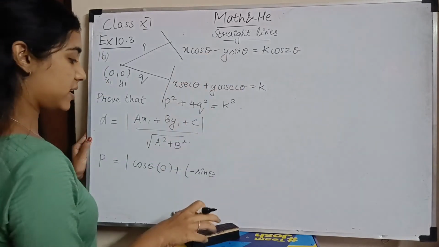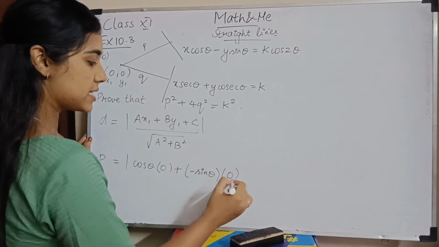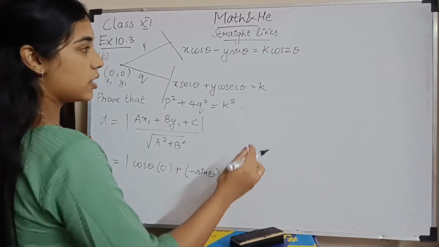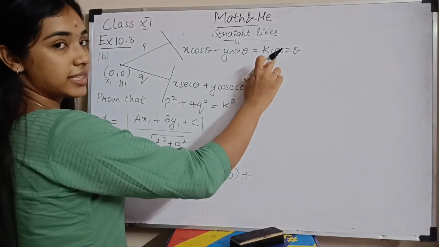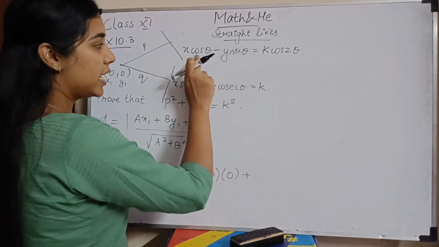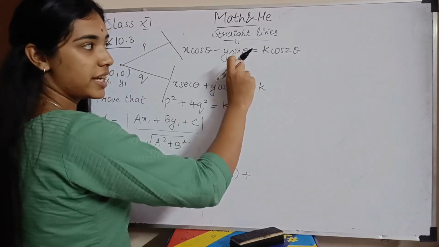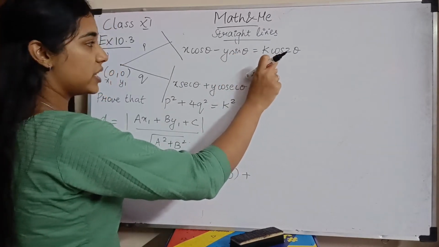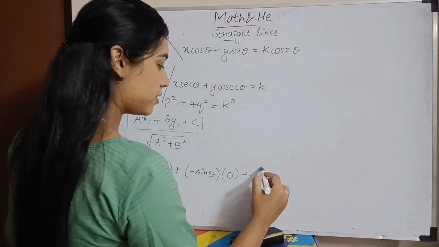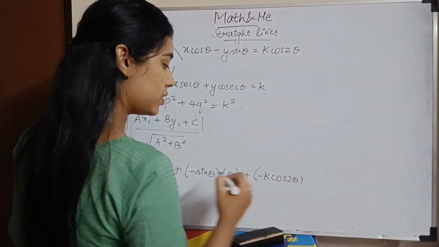It is minus sin theta times what is my y1? It is 0 plus what is my c? This is not the default way of writing an equation. What is the general form of an equation? Ax plus by plus c. So when this comes to the other side, you have minus k cos 2 theta. Correct? So you have minus k cos 2 theta.